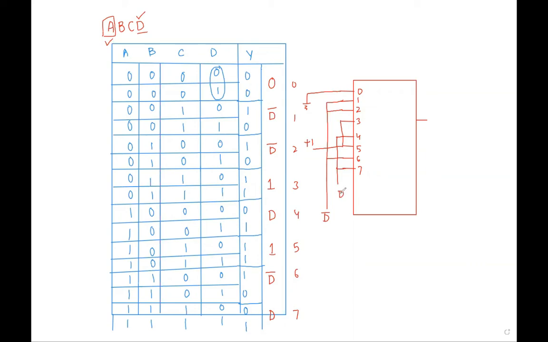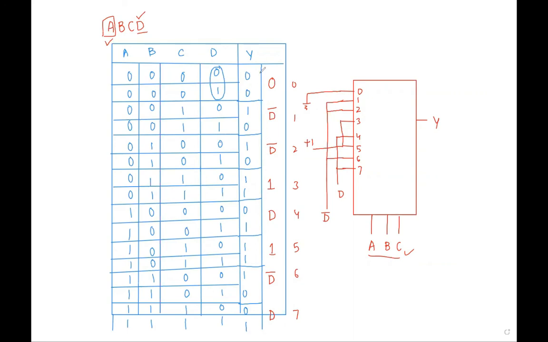So this is how you are going to realize a multiplexer using a particular thing, or in other words, we can say we will realize a particular Boolean expression using a multiplexer. Now we will be using A, B, C for selection lines and we are providing D as the input.